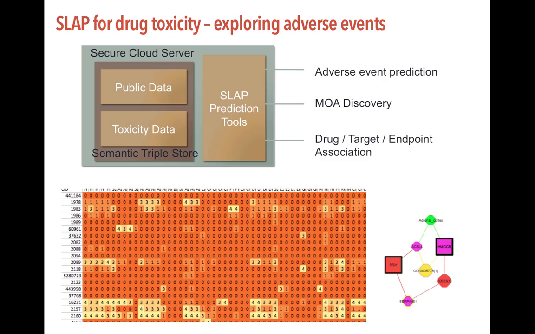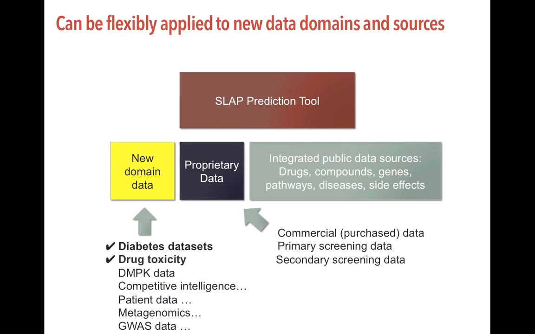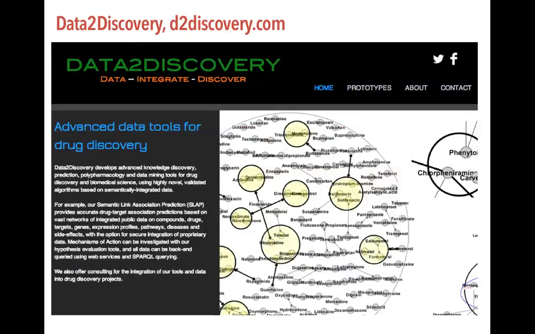One point about SLAP is that it can be flexibly applied to new data domains and sources. We can integrate in proprietary and public data, as we said, but we can add in new domain data for different applications. We've already looked at diabetes. We're looking at drug toxicity. We can do this for DMPK data, competitive intelligence, patient data, metagenomics and animal data, GWAS data, and so on.